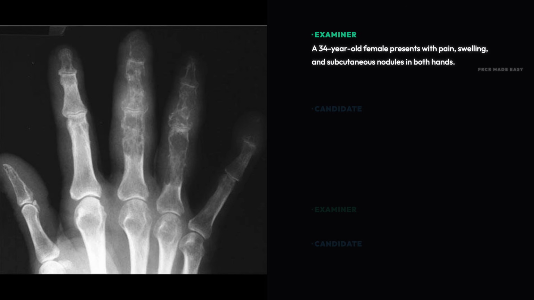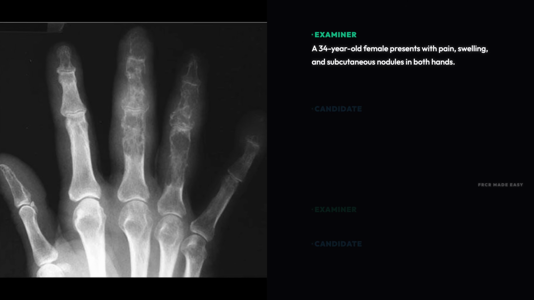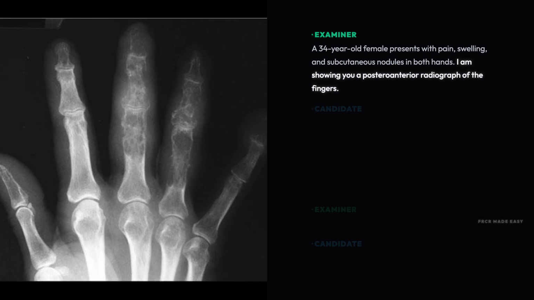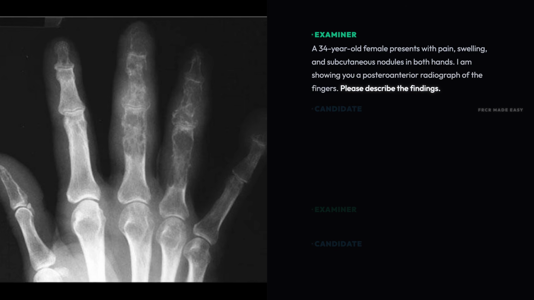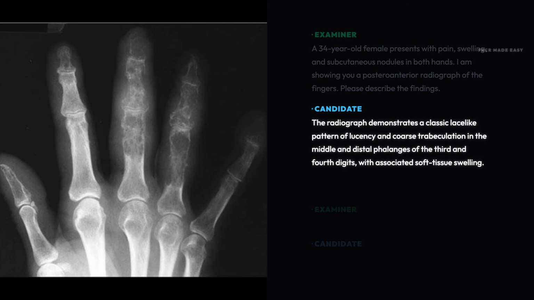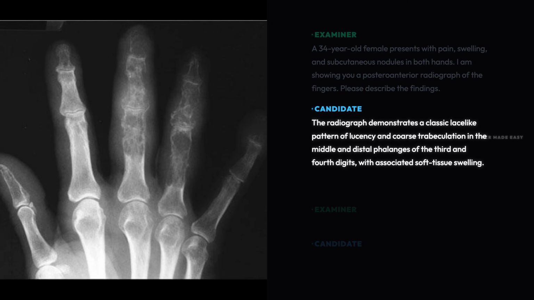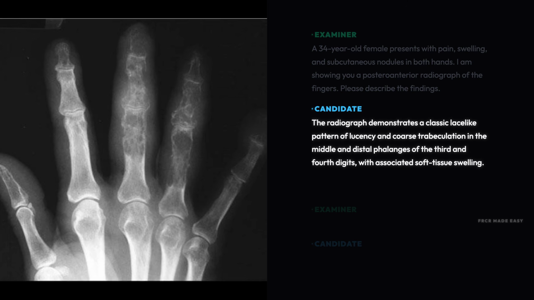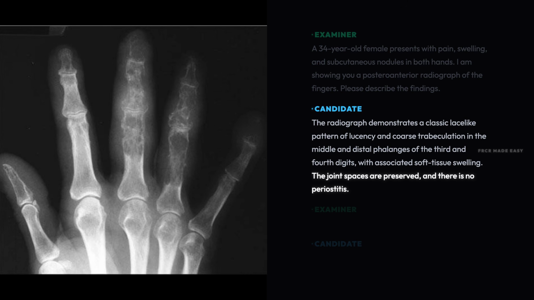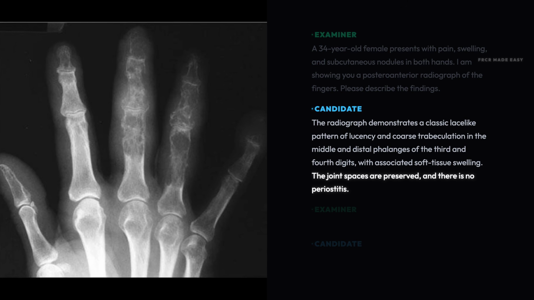A 34-year-old female presents with pain, swelling, and subcutaneous nodules in both hands. I am showing you a posteroanterior radiograph of the fingers. Please describe the findings. The radiograph demonstrates a classic lace-like pattern of lucency and coarse trabeculation in the middle and distal phalanges of the third and fourth digits, with associated soft tissue swelling. The joint spaces are preserved, and there is no periostitis.